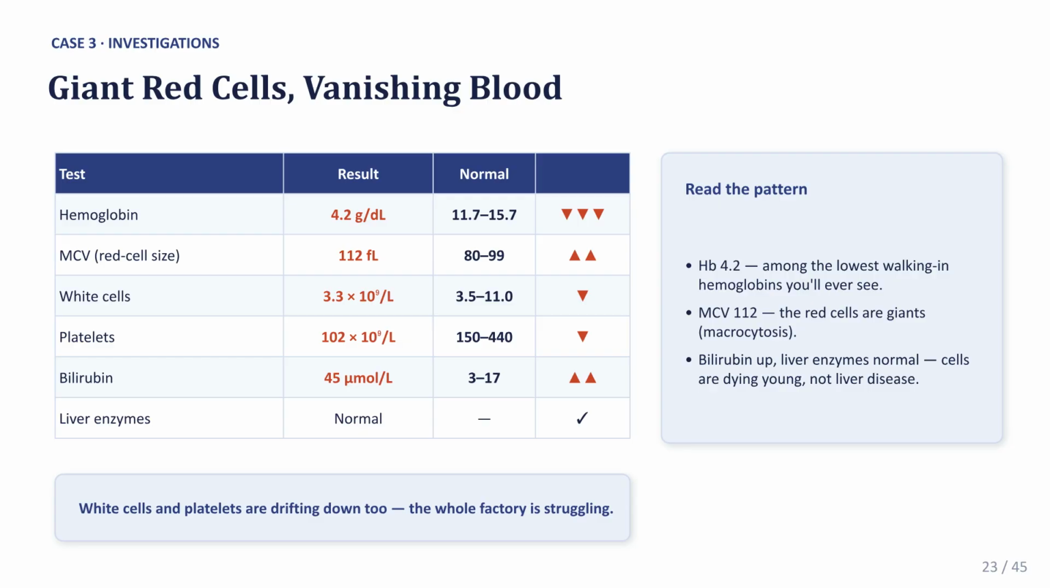Her lab results show profound anemia with macrocytosis, meaning the red cells are abnormally large. The bilirubin is elevated while liver enzymes remain normal, indicating the cells are dying prematurely in the circulation. Her white cells and platelets are also dropping, suggesting the entire bone marrow is failing.